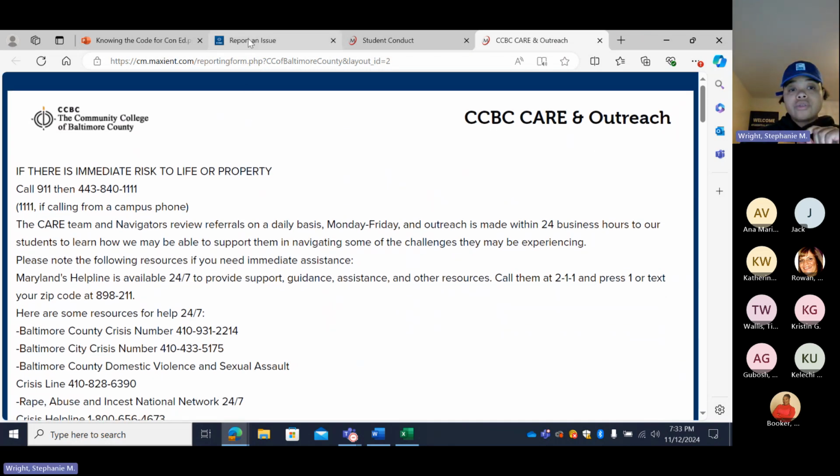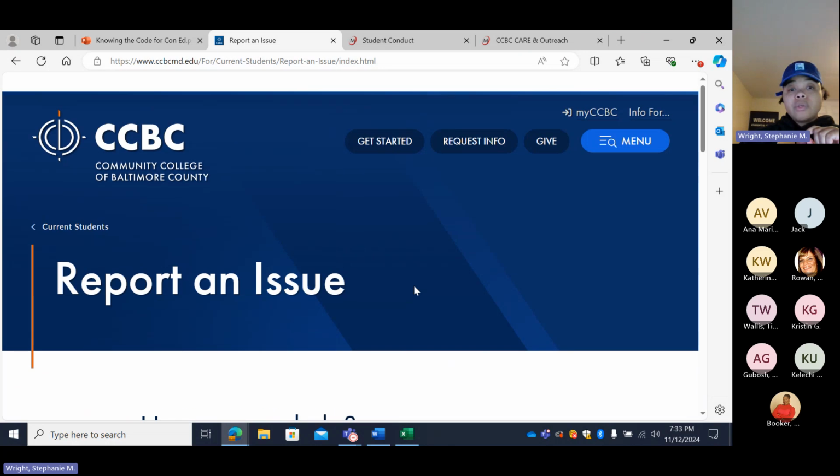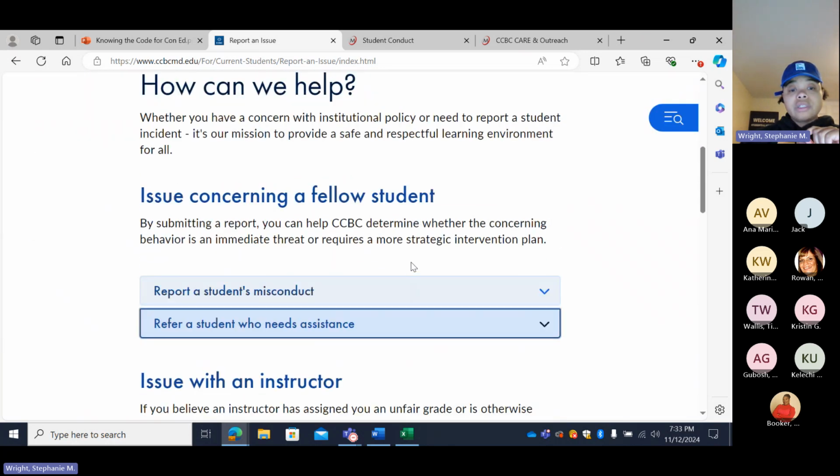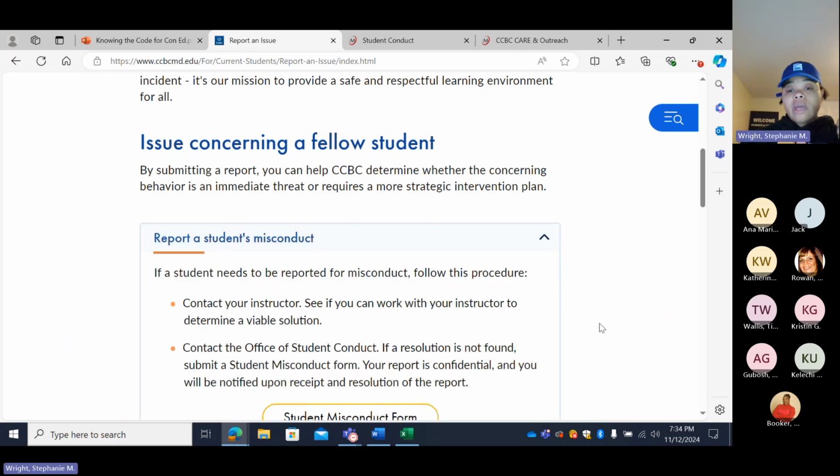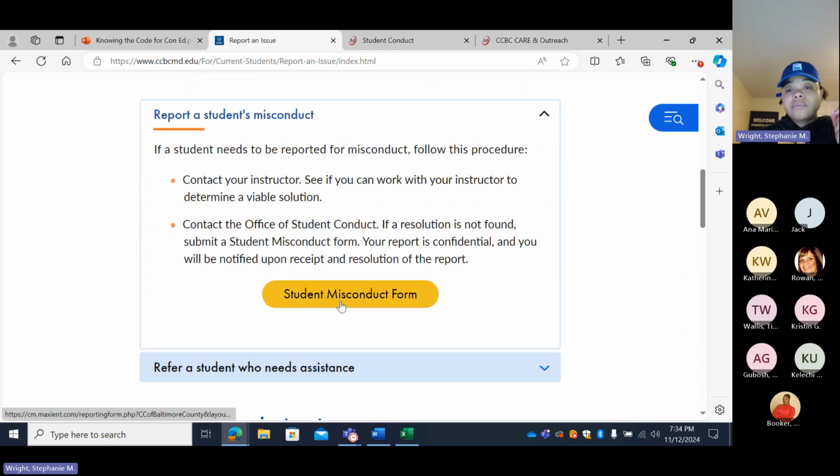So I should have showed you this. I apologize. When you go to the student conduct page, you'll see here how I got to the student misconduct form.